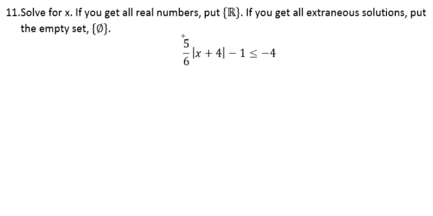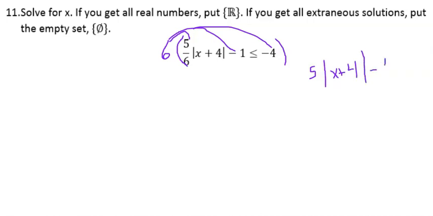So the first thing we want to do is isolate the absolute value. Let's multiply everything by 6 to get rid of that fraction. So multiply each term by 6: 5/6, negative 1, and negative 4. When we do that, we get 5 times the absolute value of x plus 4 minus 6 is less than or equal to negative 24.